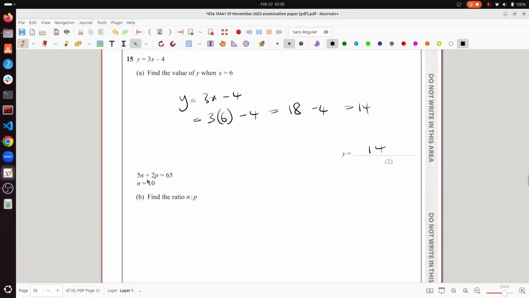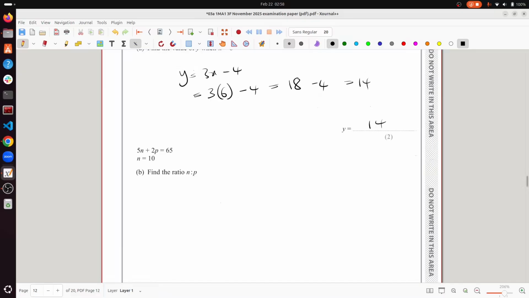And 5n plus 2p is equal to 65, and n is equal to 10. Find the ratio n is to p. So they're looking for the ratio of n is to p. We know that our n is 10, so we need to find what our p is going to be. So we have 5 lots of 10 plus 2p is equal to 65. 5 lots of 10 is 50. Taking 50 from both sides, 2p is equal to 15, and p is equal to 7.5. So when my n is 10, my p is 7.5.